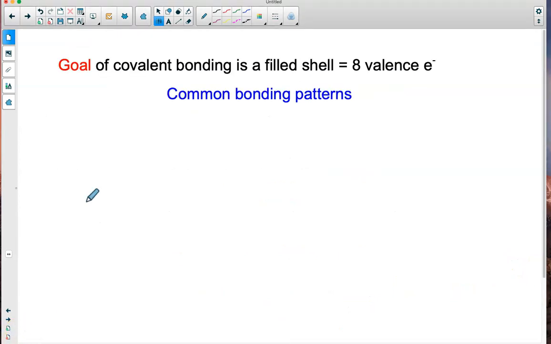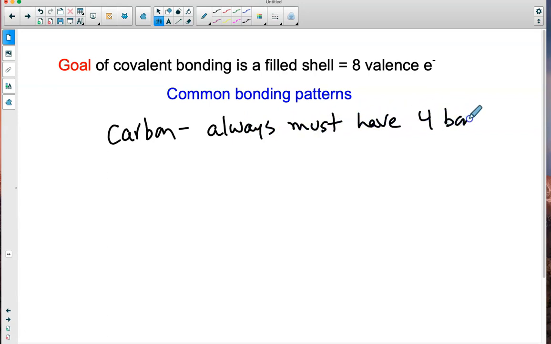Since the goal of covalent bonding is for both the elements involved to have a filled shell, which is typically 8 valence electrons, we'll see that there's some common bonding patterns that we see again and again. For example, one of those is for carbon. Carbon always must have 4 bonds, no more, no less. It can accomplish that in a bunch of different ways. It can have 4 single bonds, a double bond and 2 single bonds, or a triple bond and a single bond. But it always is going to have 4 bonds.